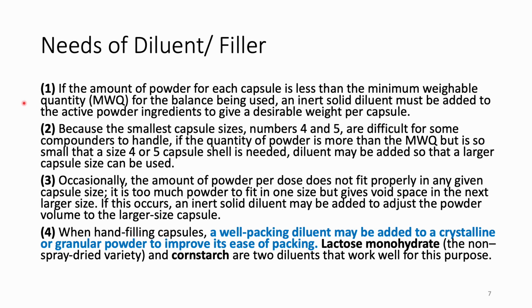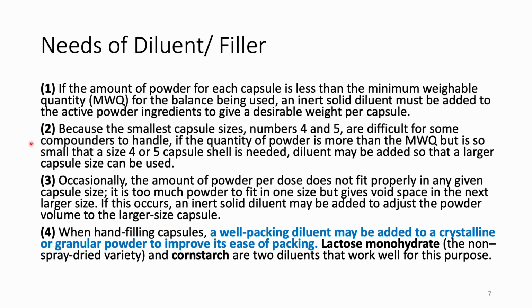So that means because the amount of drug usually is small, and if it's too small, it's under the minimum weighable quantity, you need to add some excipient like a diluent to make the quantity more than the minimum weighable quantity, so that when you weigh, the error will be less than 5%.